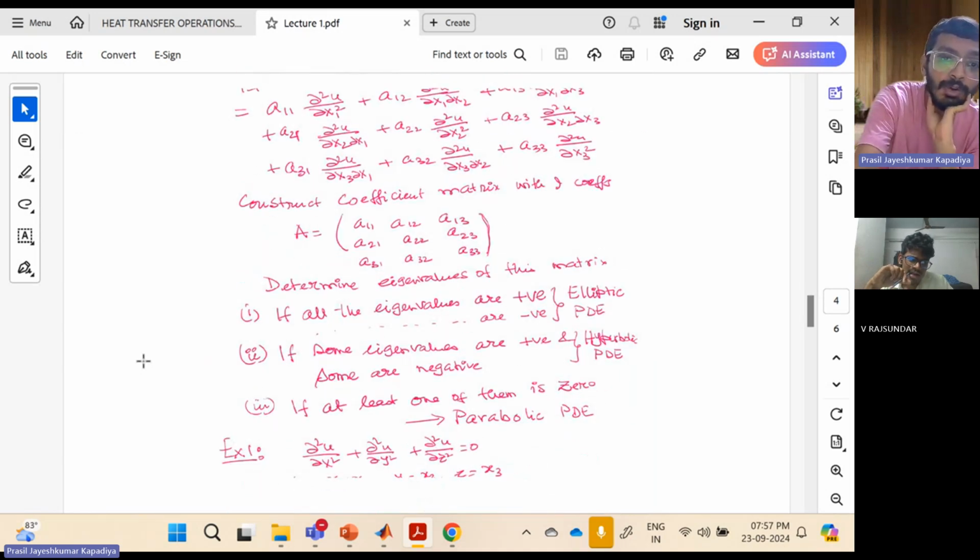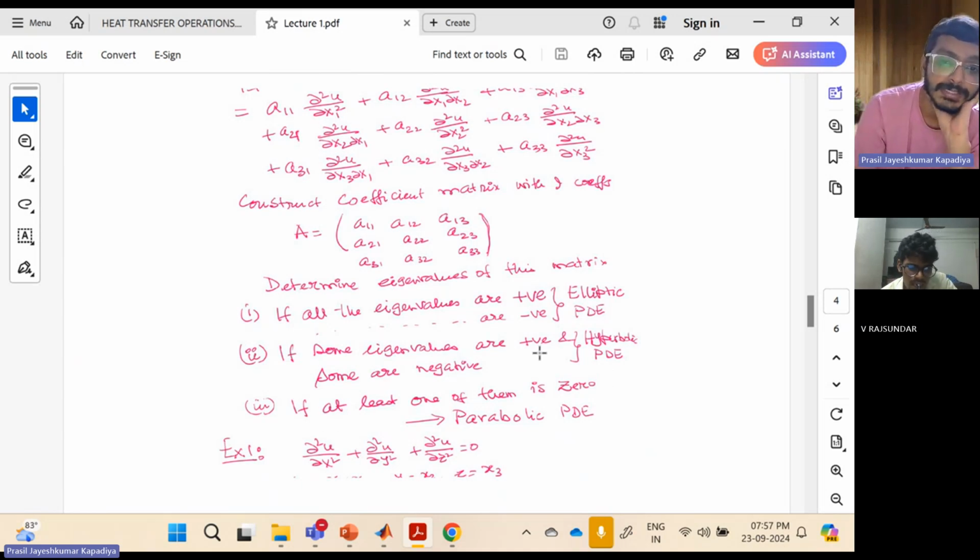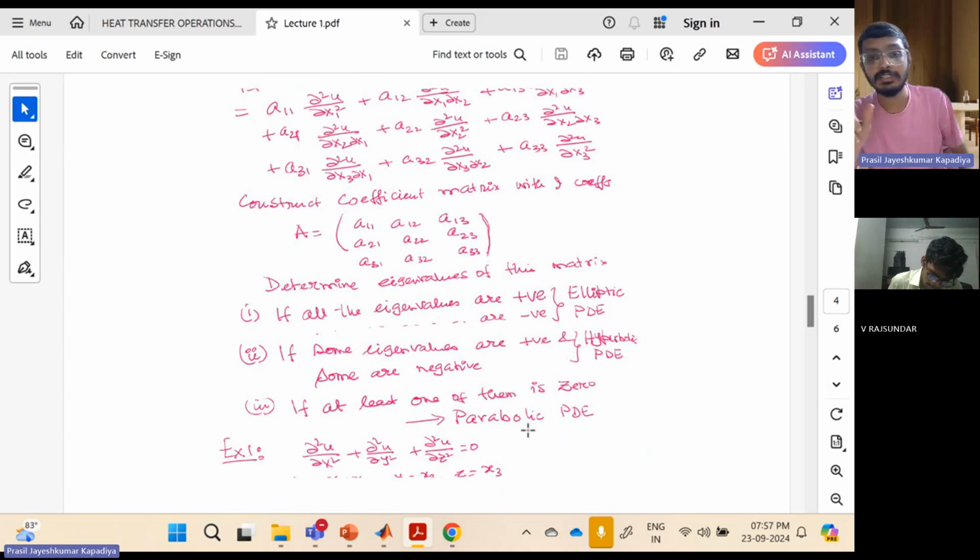If we find the eigenvalues of this matrix A, and all eigenvalues are positive or all are negative, meaning eigenvalues are of the same sign, let's say I'm getting 2 and 3, or -1 and -2, that is called elliptic PDE. What is hyperbolic PDE? We get a mixture of positive and negative, say 1 and -1. That is called hyperbolic PDE. And if I get at least one zero among the eigenvalues, that is called parabolic PDE.